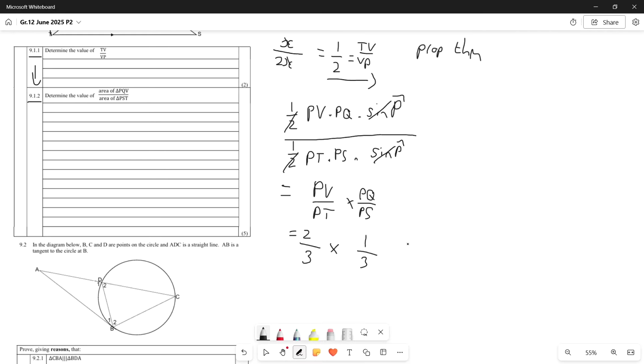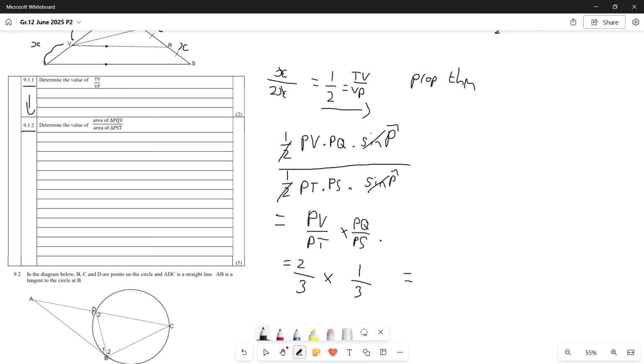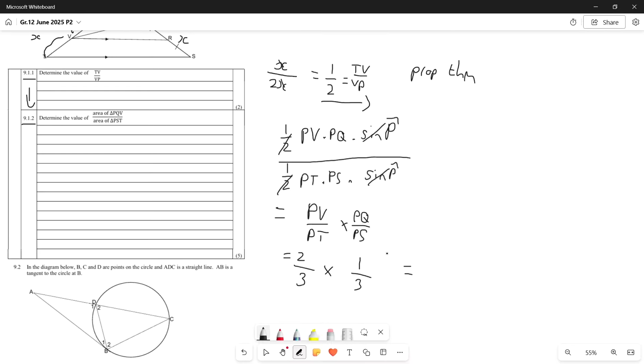So at this stage, there were no reasons for these guys specifically. We can just times top and top and bottom, and then we'll have a final answer of 2 over 9, and that'll be the value of the area of triangle PQV over the area of triangle PST, and that will earn us 5 marks.